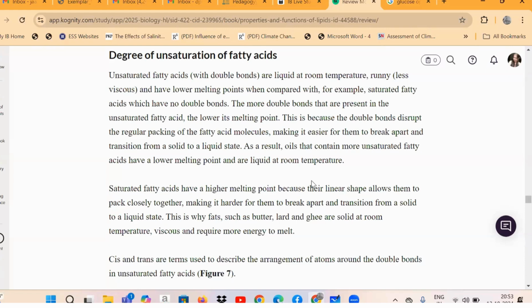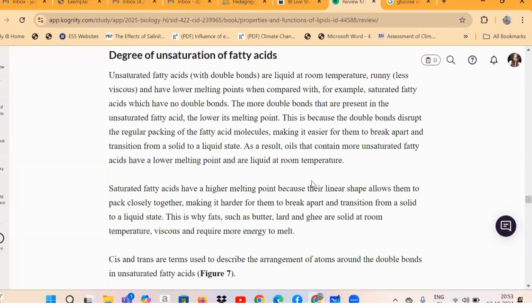On the other hand, if there are more double bonds, that means it is more unsaturated, meaning it's going to be liquid at room temperature, meaning that the bonds are going to be weaker because the double bonds prevent them from being as closely packed together. So more the double bonds, more the melting point? Correct? Why? How will it happen?